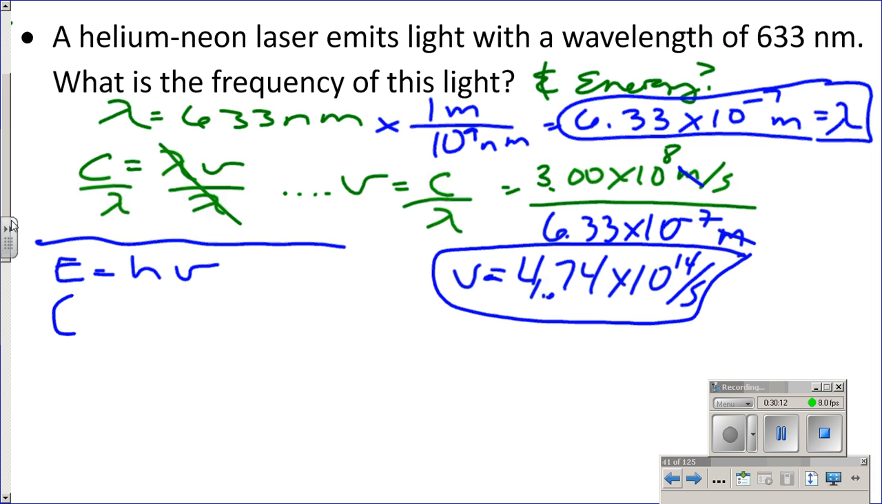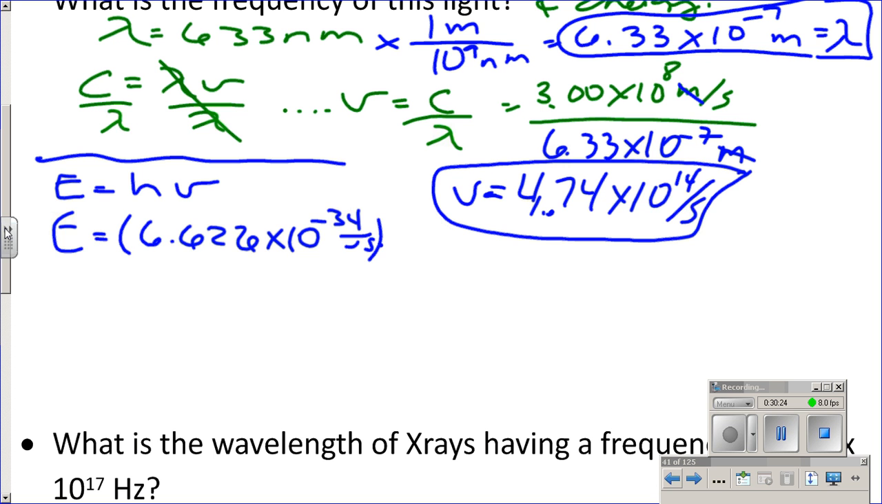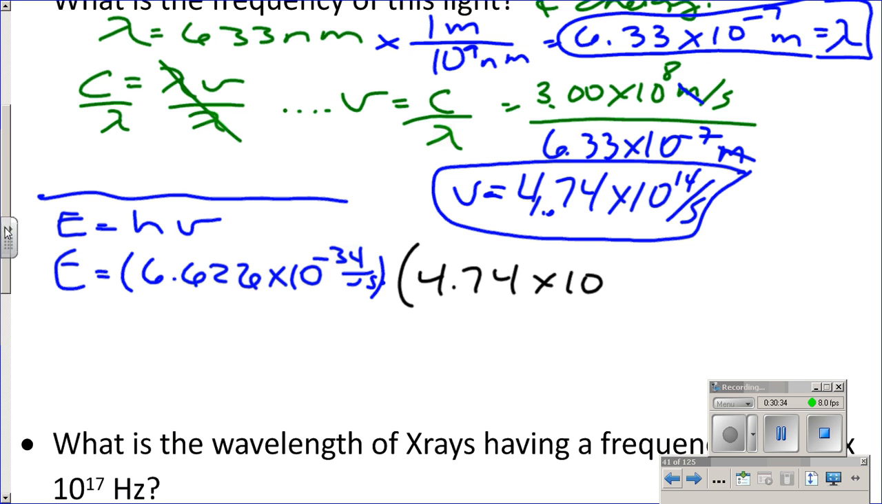Okay, so energy is what we're looking for. Planck's constant, 6.626 times 10 to the negative 34th joule seconds, times the frequency we just achieved, 4.74 times 10 to the 14th per second. I'm actually going to write this in true fraction, so those of you who are still helping yourselves with that can see this joule seconds here and the seconds here will cancel, so seconds and seconds cancel.